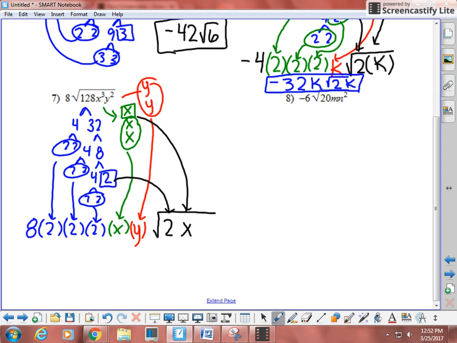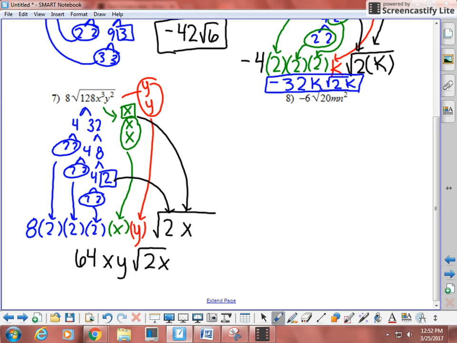Okay, so now I need my final answer of putting this all together. So 2 times 2 times 2 is 8. 8 times 8 is 64. Times x times y root 2x. And that's your final answer.